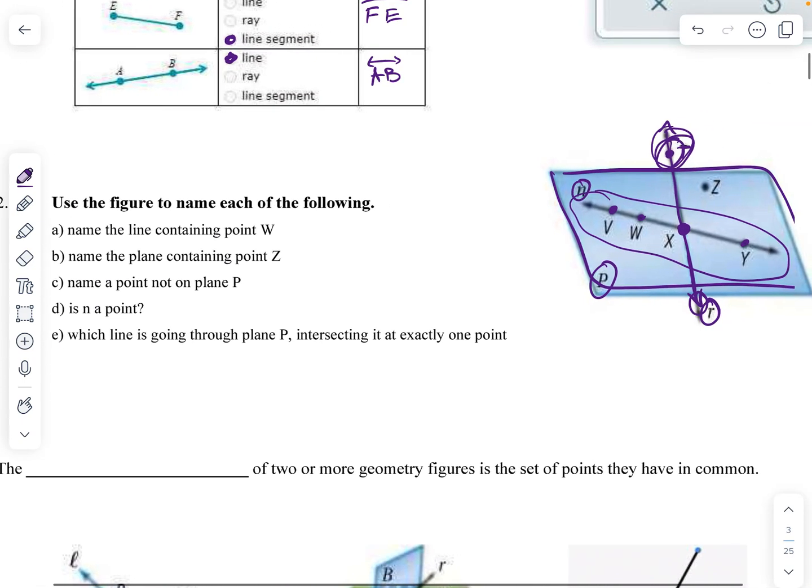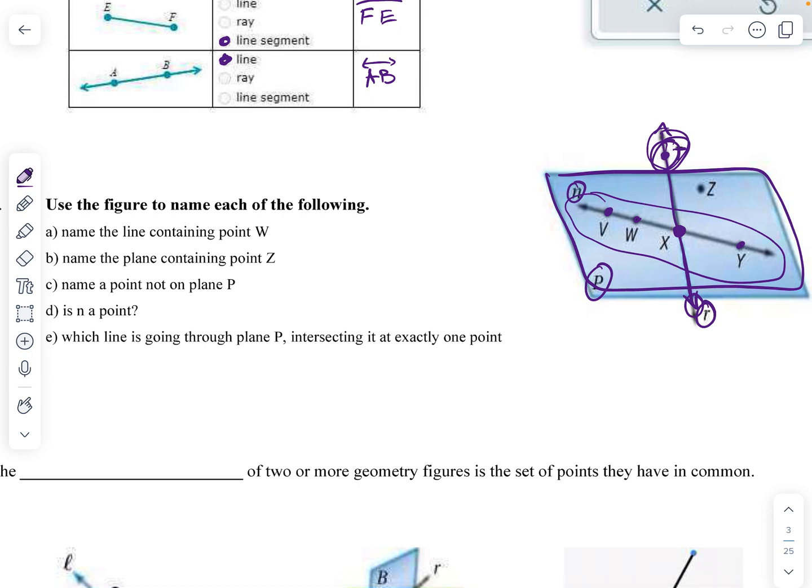So going through that, if I were to name a line containing point W, we're going to go real quickly through this. Naming a line containing point W, well, I could name that line, we already did kind of, as line N. I could also name it with 2 points and a line on top. So my line might be VX. VX contains that point W. I could have also named it VY or WX, or there's a variety of things I could have written there.